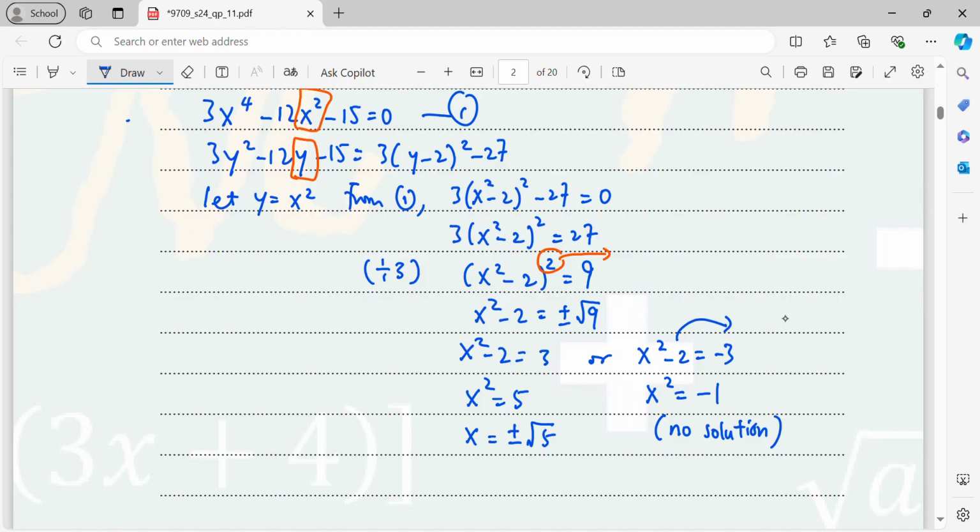Hence, your x solutions will be just plus minus square root 5.